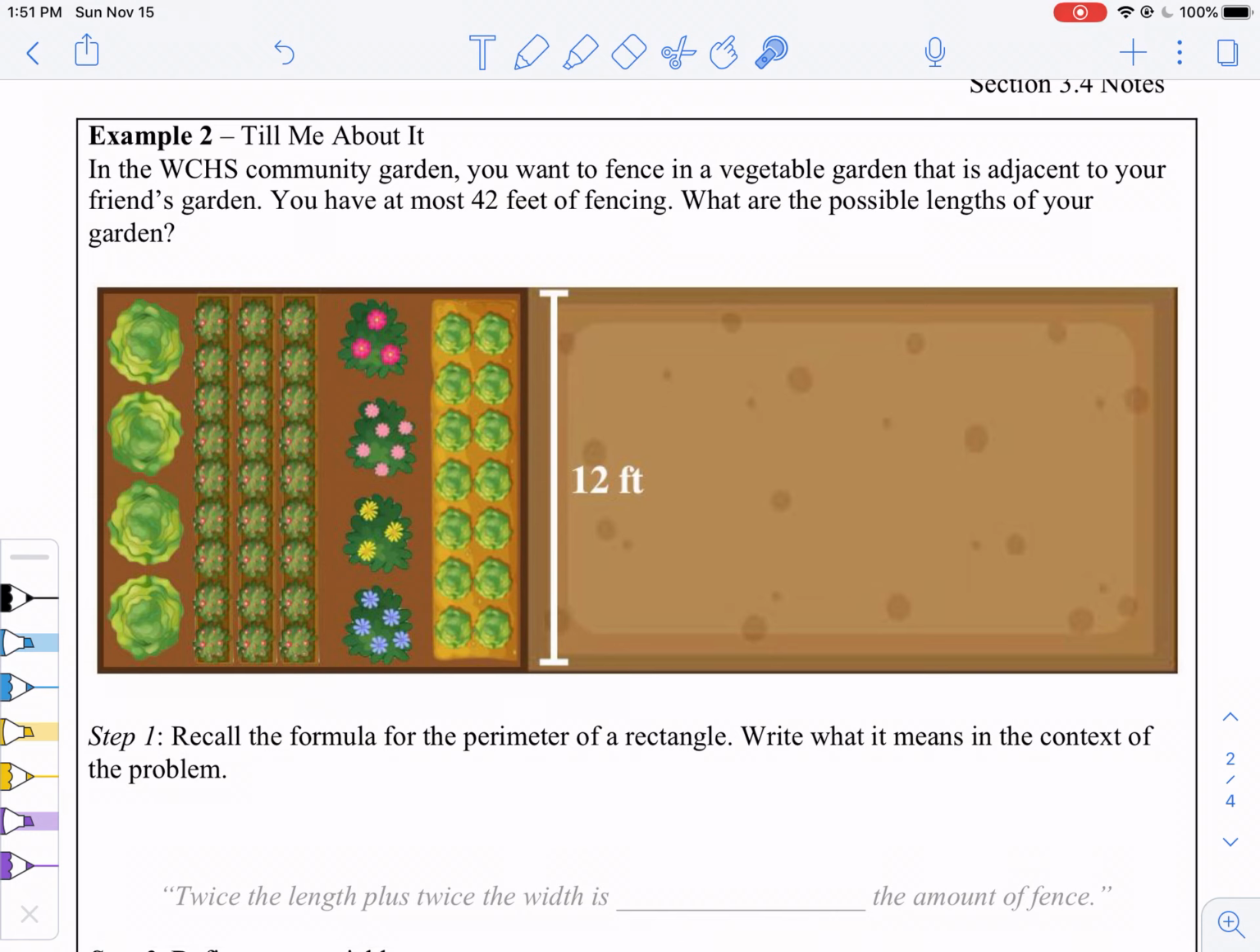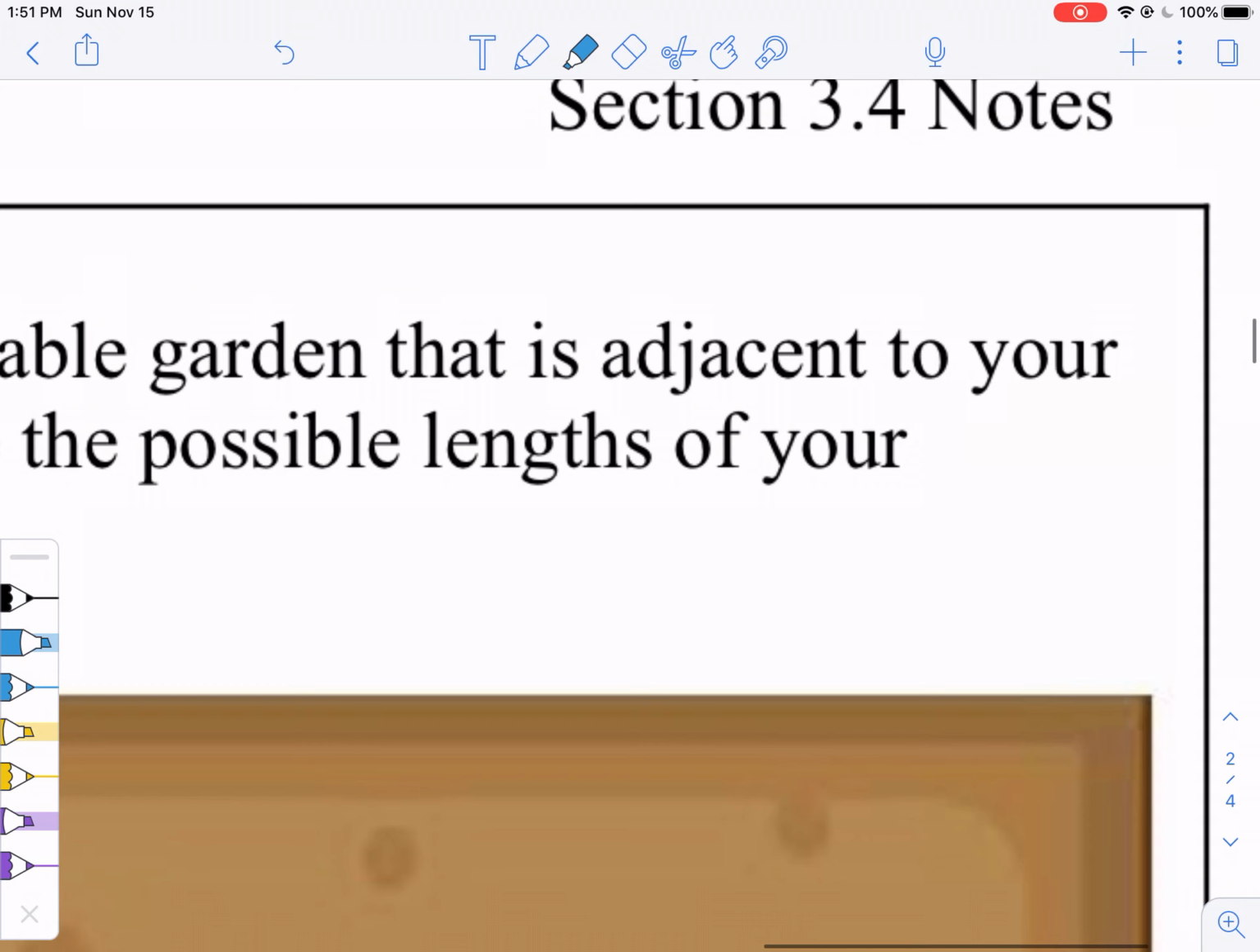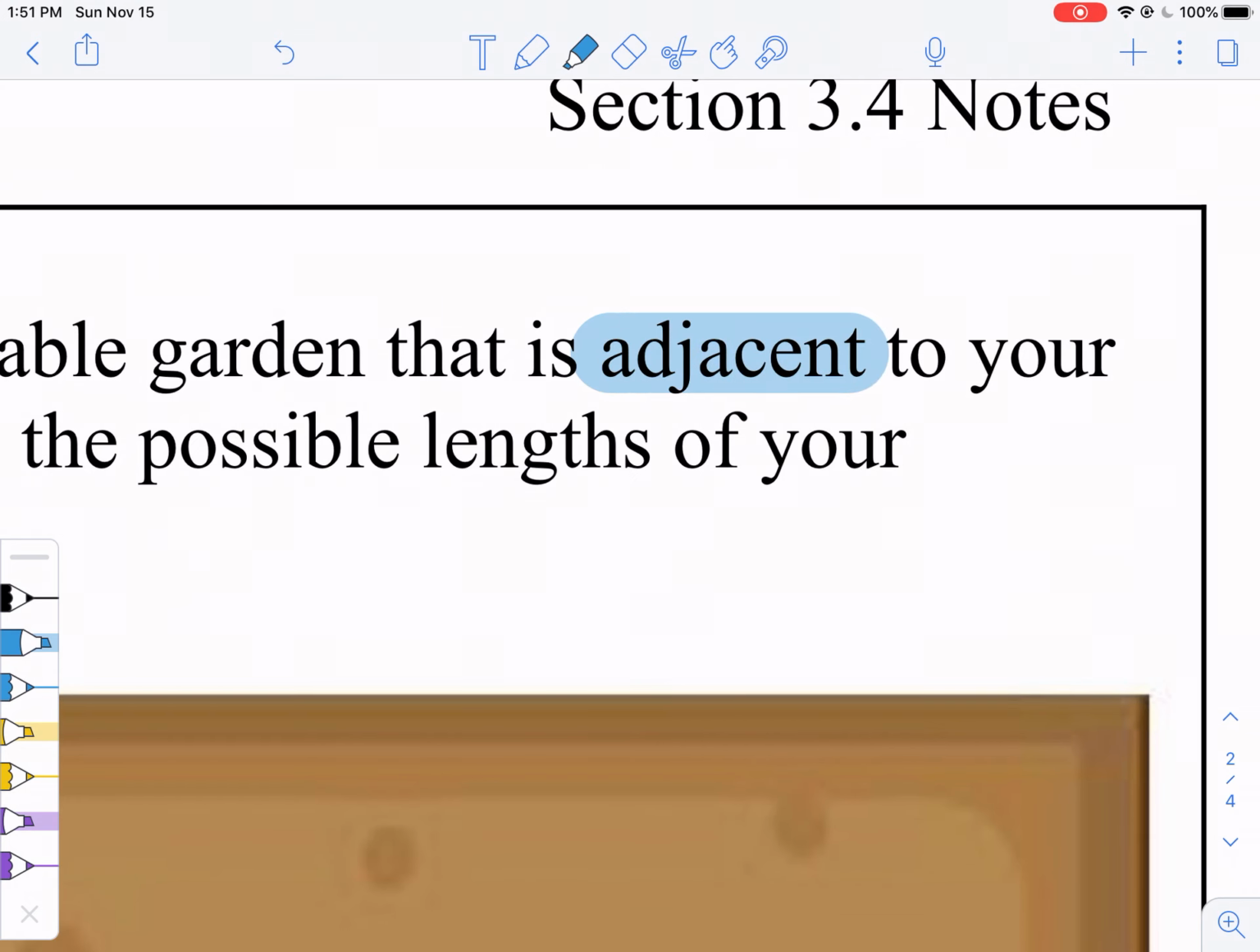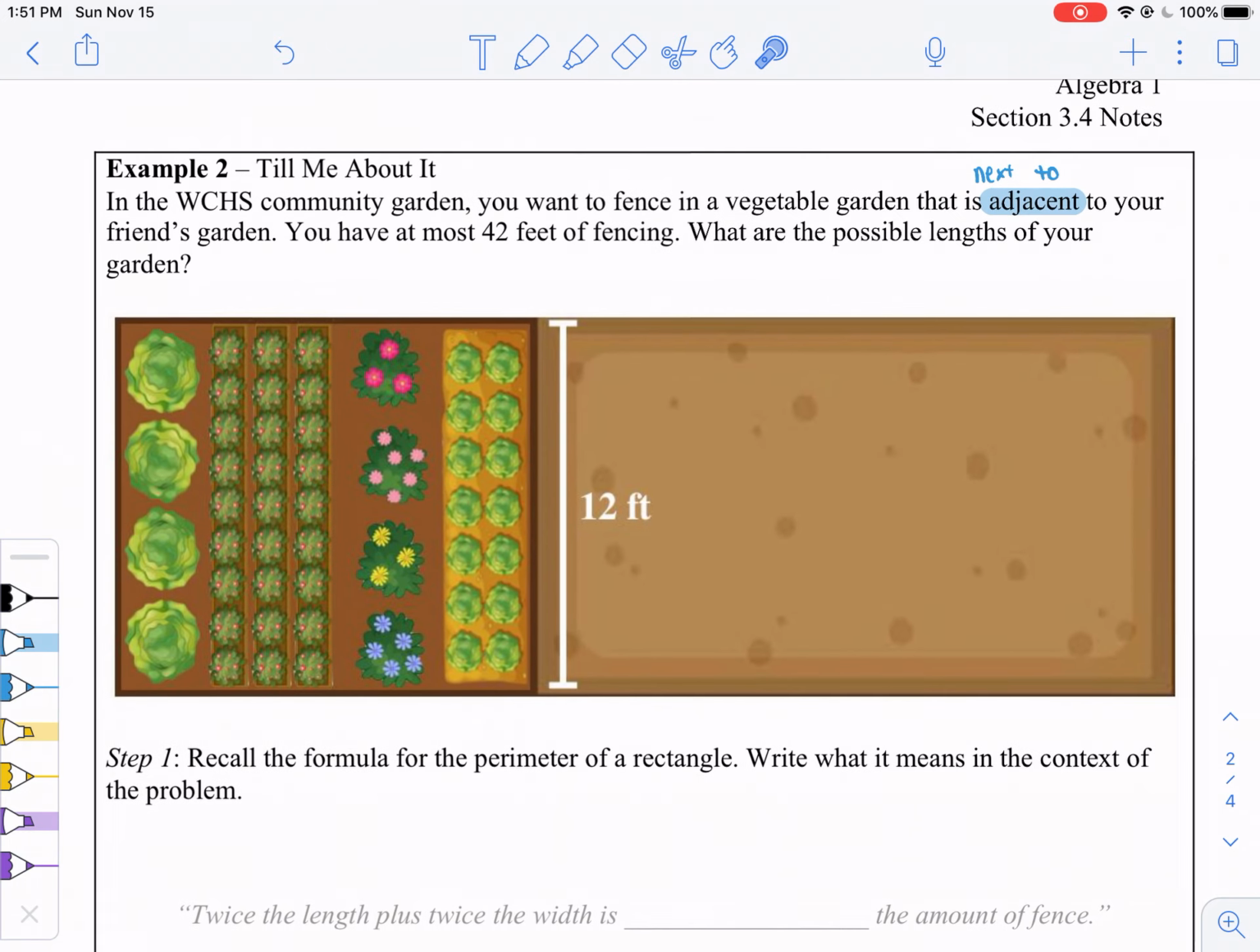Okay, anyway. So in the Whittier Christian Community Garden, you want to fence in a vegetable garden that's adjacent. Adjacent means next to. So it lines up, it shares a wall with. So you want to put a garden next to your friend's garden. You have at most 42 feet of fencing. What are the possible lengths of your garden? And yes, please excuse my hiccup.